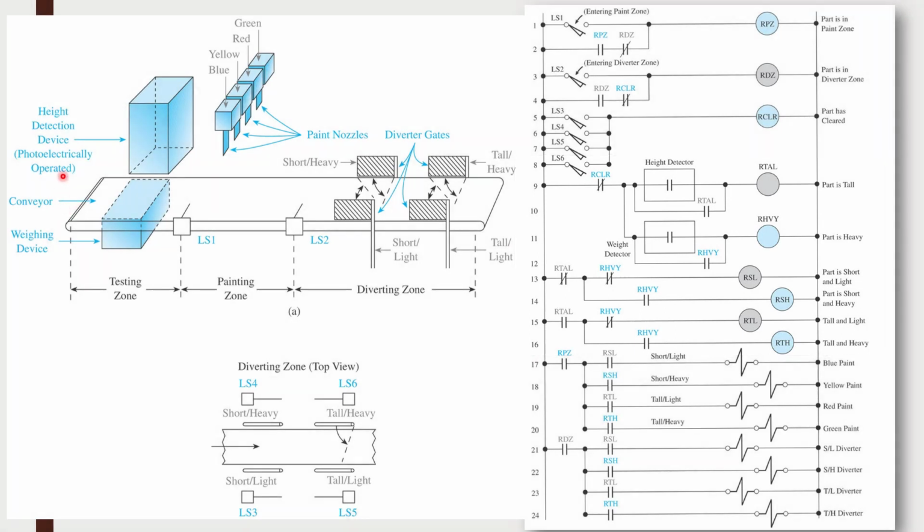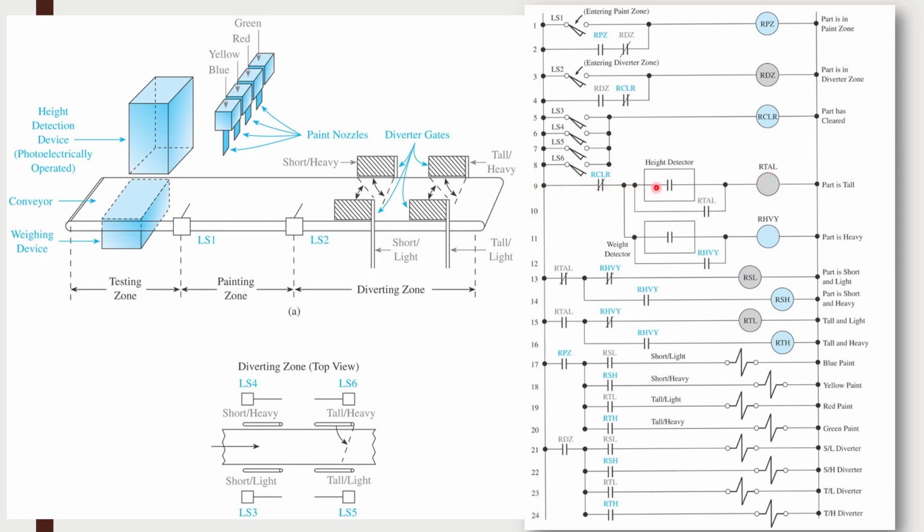Because if I go through this weight detector, well, let's look at the height detector first. If I go through the height detector, and this is saying, am I in the clear? No, I'm not in the clear. So this allows current to come. If I am tall, then this will pick up and cause this coil to pick up, and it'll seal around the height detector so that when it passes it, it still remembers that that piece was tall when it was in the testing zone.